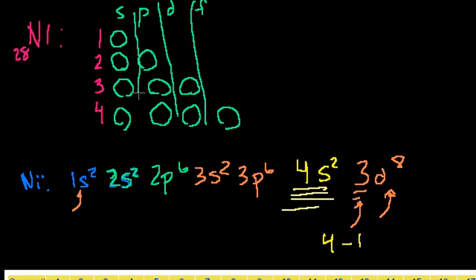And the way you fill them is you make these diagonals. So first you fill this S shell like that. Then you fill this one like that. Then you do this diagonal down like that. Then you do this diagonal down like that.